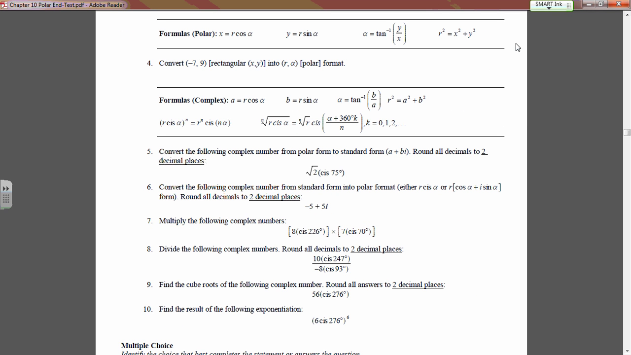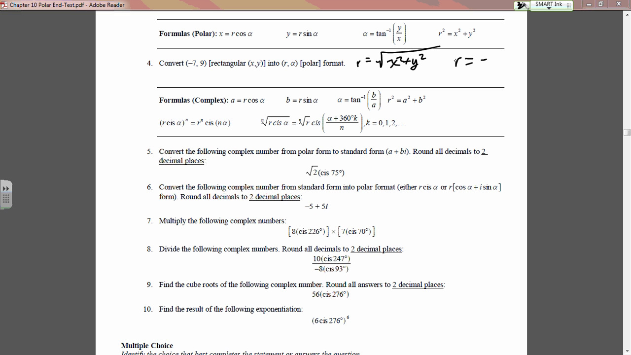Convert from rectangular to polar coordinates. So we want to convert 7, 9, which is rectangular, to polar format, which is r alpha. Okay? So r equals, because see here, r squared equals x squared plus y squared. So r is going to equal the square root of x squared plus y squared.